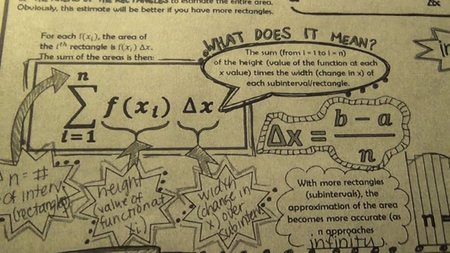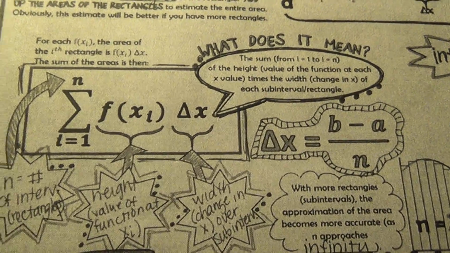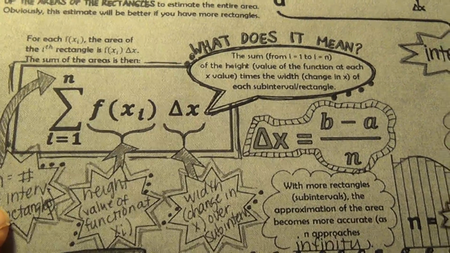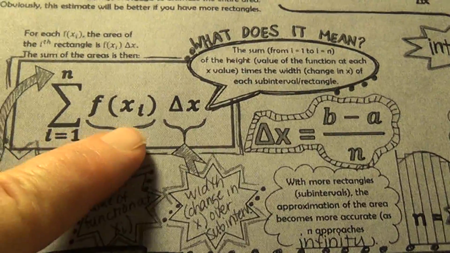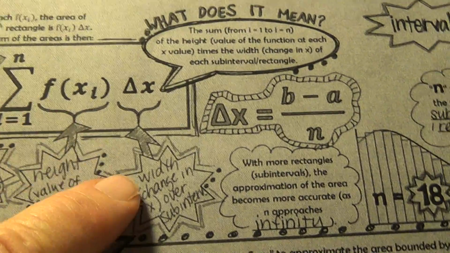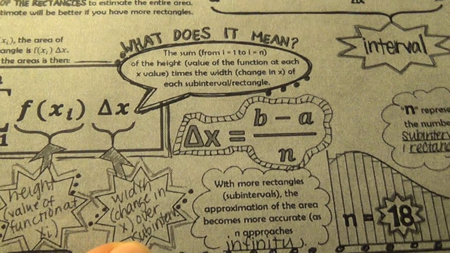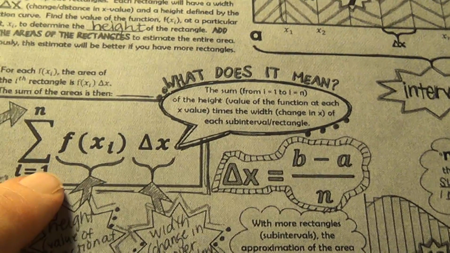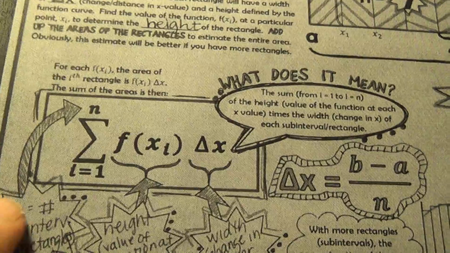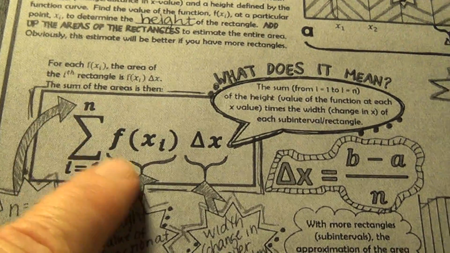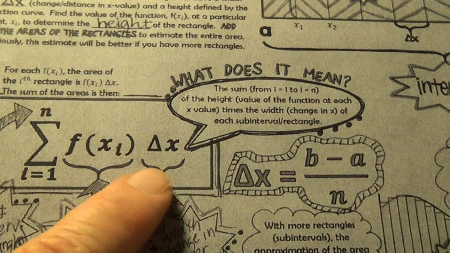n is the number of intervals or rectangles, and the height of each one is found when we put the values into the function, and that's the width of each one. So I said the more boxes, the better the approximation. So here we are adding up all the boxes, heights times widths.